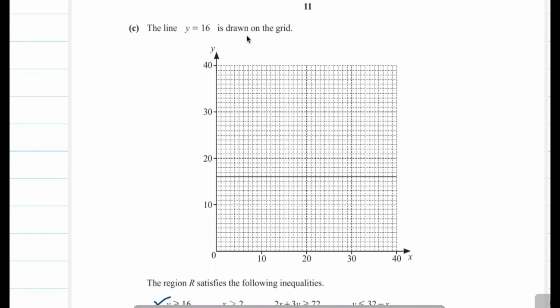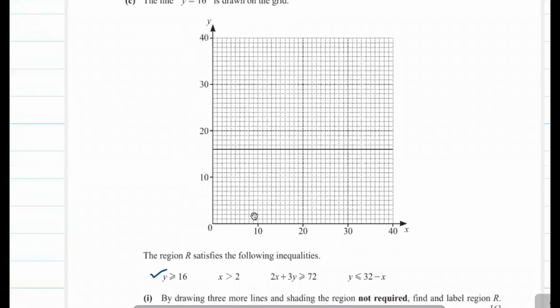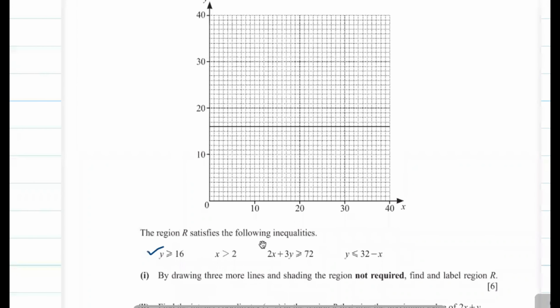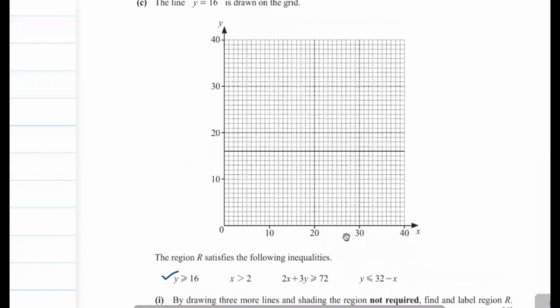Part C, the line y equal to 16 is drawn on the grid. The region R satisfies the following inequalities: y is greater than 6, x is greater than 2, 2x plus 3y is greater than or equal to 72, y is less than or equal to 32 minus x. By drawing 3 more lines and shading the regions not required, label the region R.